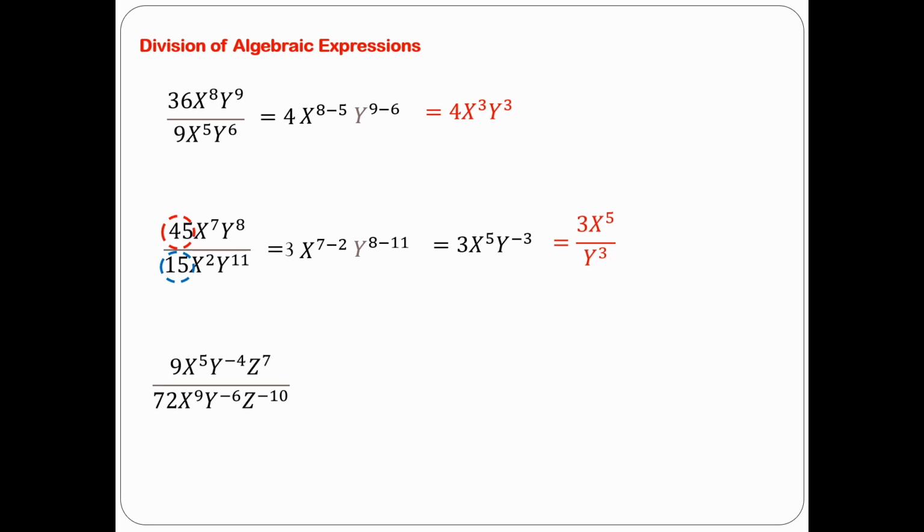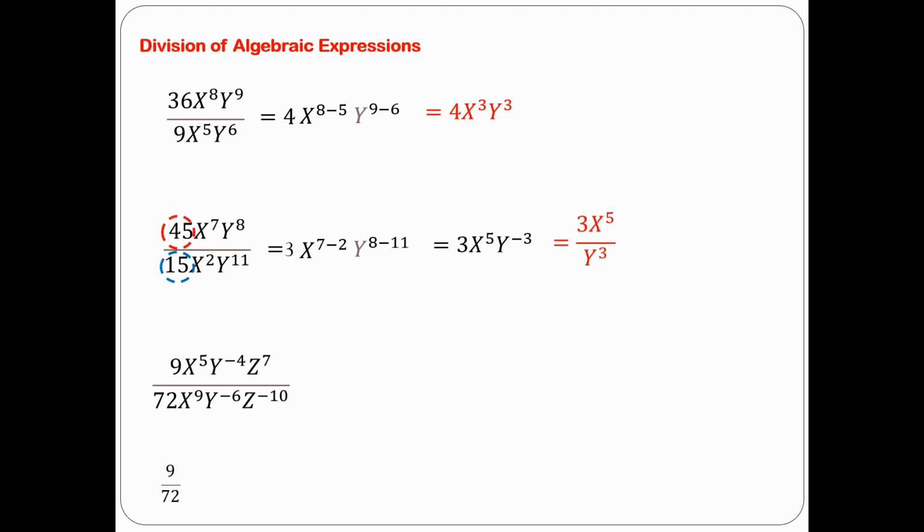Let's say we have 9x to the 5th y to the negative 4 z to the 7, over 72x to the 9, y to the negative 6 z to the negative 10. This time we have three variables because in some algebra exams, you will see some problems that look like this. So what is 9 divided by 72?